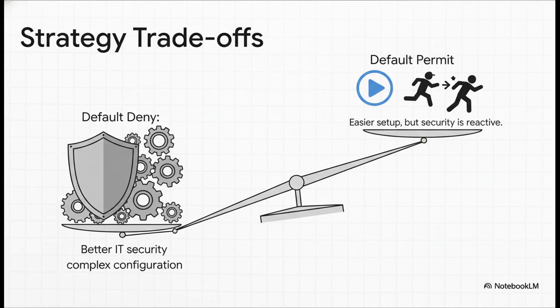So, right away you can see the trade-off, right? Default deny, the whitelist, gives you way better security because you're only allowing traffic you know you can trust. But, and this is a big but, it's a ton of work to set up and maintain that list. Default permit is so much easier to get up and running. The problem is you're always playing defense. You can only block a threat after you know it exists.